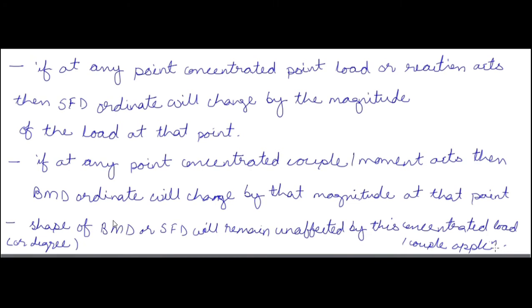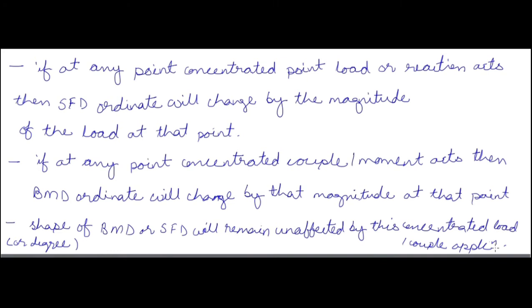So this is the thing, that if you are applying a point load, or you are applying a point bending moment, means a couple you are applying at a point. So at that point, the ordinate of the shear force diagram, if you are applying a point load or a reaction at that point, then the shear force diagram will go up or go down without changing the degree of the curve. Just the ordinate will change at that point, means it will either go up or go down as per the sign of the shear force.